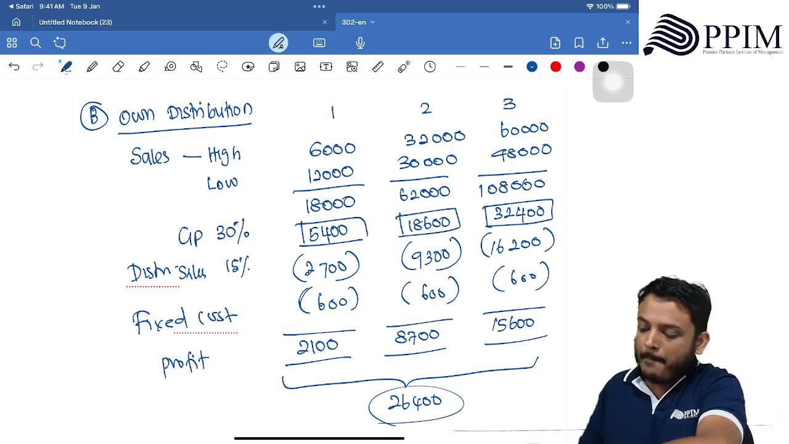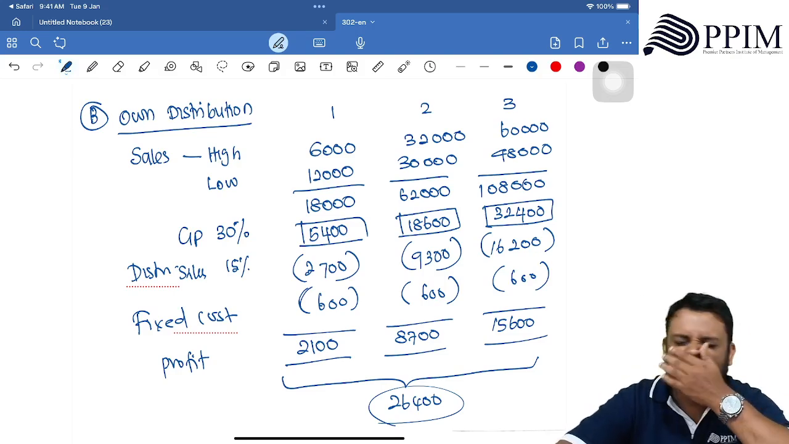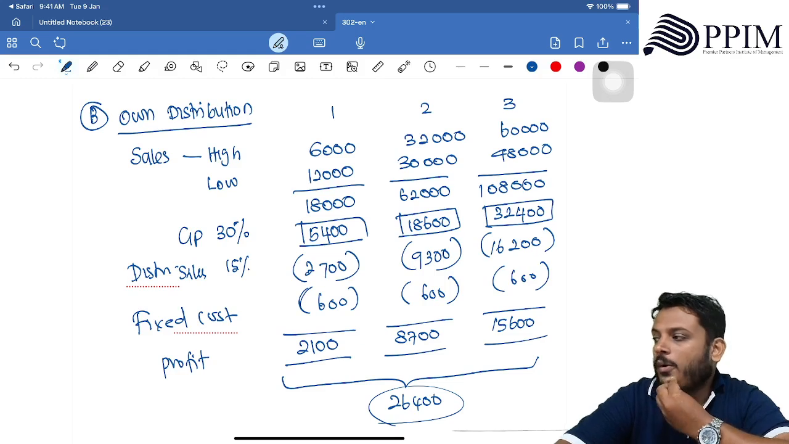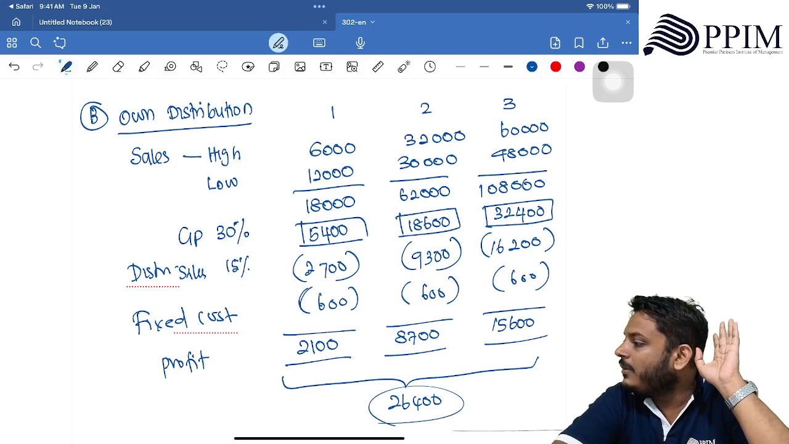Copy this. This is what you generate, own distribution. Lamai understood? Atif?